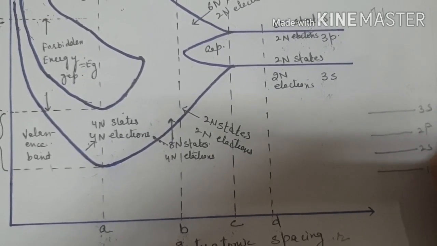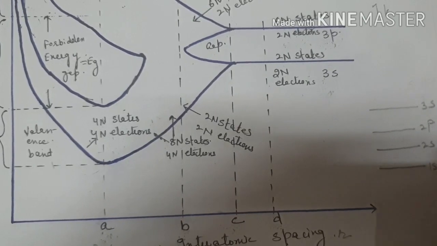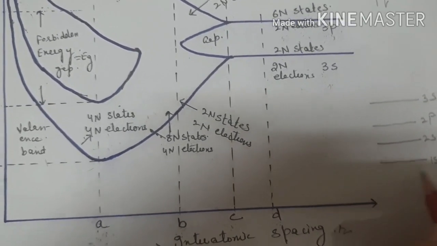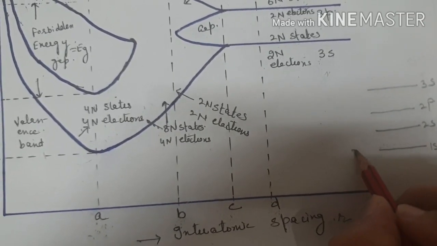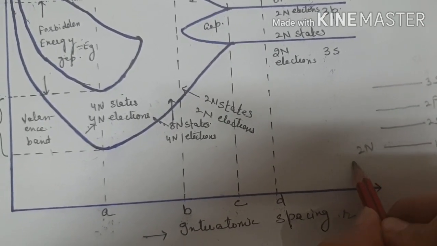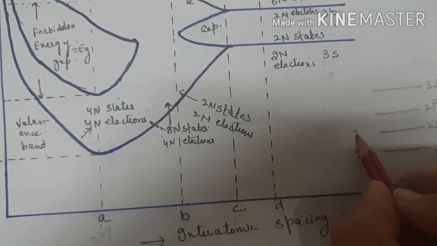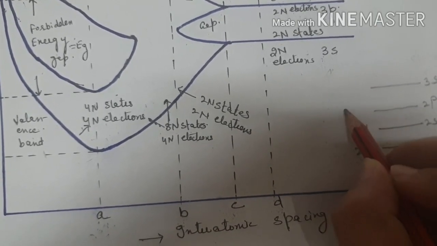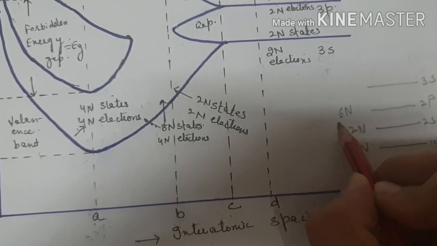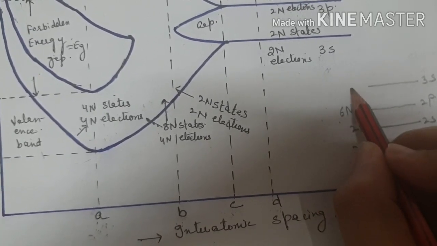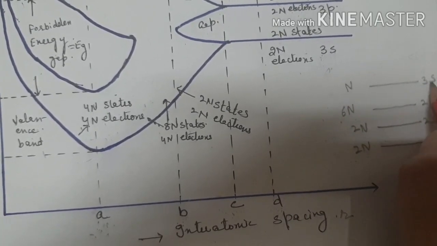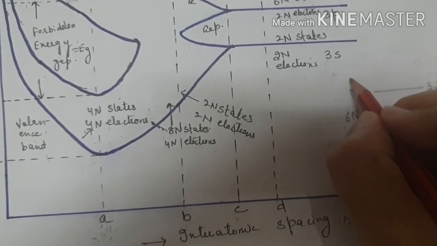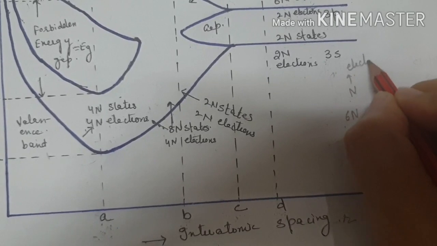These are the states, the energy levels or bands, and the number of electrons for 1s is, because of n atoms, 2 electrons each, so 2n. The number of electrons here is also 2n. For 2p the number of electrons is 6n, because 6 into n, and for this it is n only, because there is only one electron. If there are n atoms, then n electrons. This is the number of electrons.